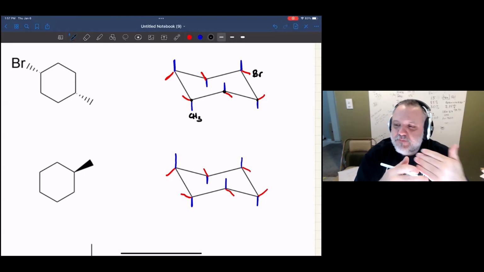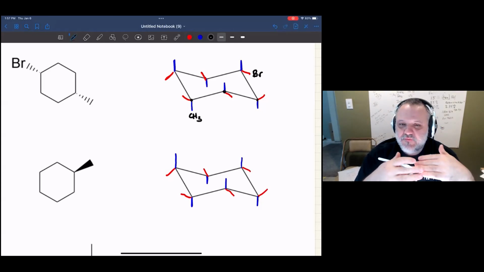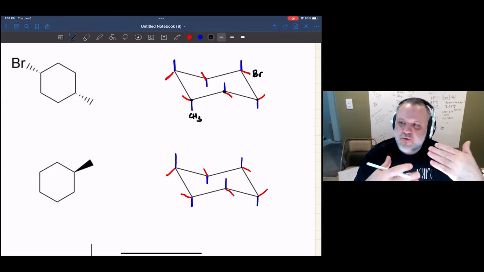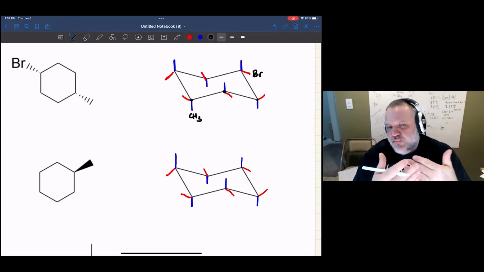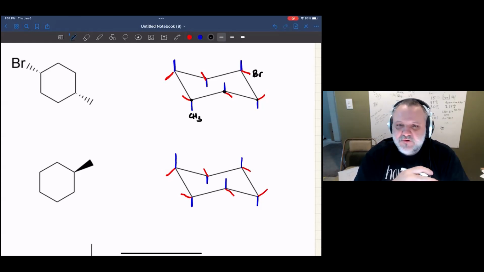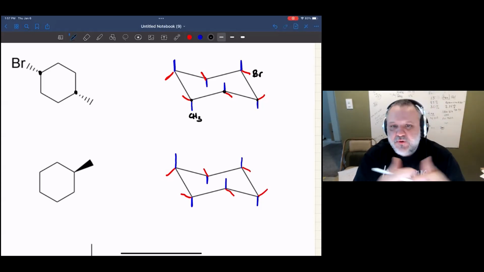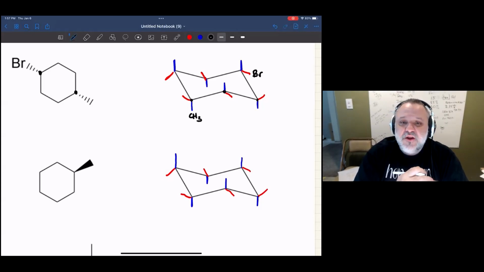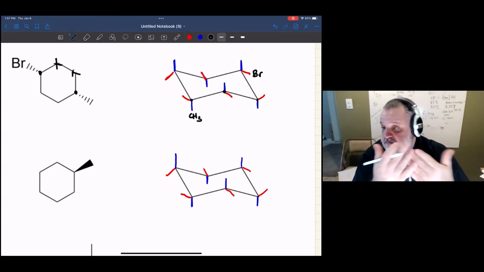So what I'm showing you is both versions of the ring flip. Although this is not how we would typically do it from a convention standpoint, it is correct from an energetic standpoint. And so whatever version you end up drawing, just make sure that you're consistent. Make sure that you have a bromine and a CH3 pointing in the same direction, and that there are 2 atoms, 1, 2, in between them.